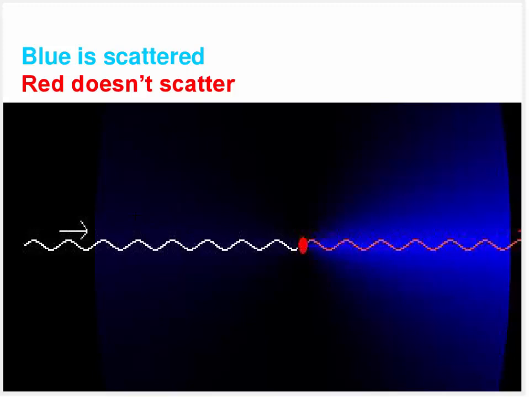Now this little simulation photograph right here kind of shows what I said in maybe a better picture form. Here we're going to have our white light, and it's going to come in, and it's going to scatter off something that is very, very small.